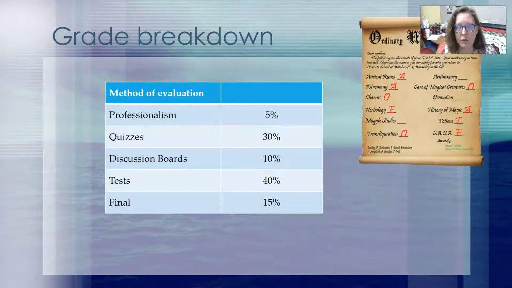And then your grade breakdown, your method of evaluation. So we have professionalism, quizzes, discussion board, test, and final. Your professionalism is just, are you keeping up? Are you doing stuff on time? Are you professional in the discussion board, all of that, and also in your communications with your instructor. And then quizzes are 30%, discussion boards are 10, tests are 40, and final is 15%. So that's your grade breakdown.